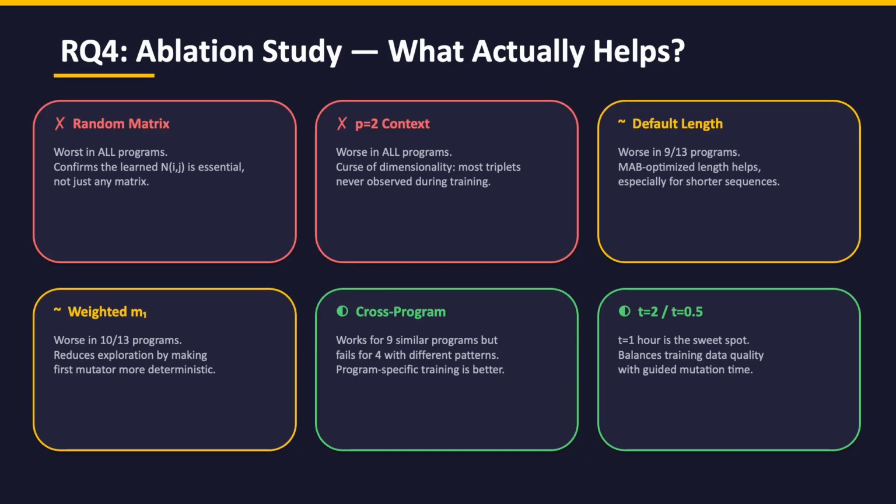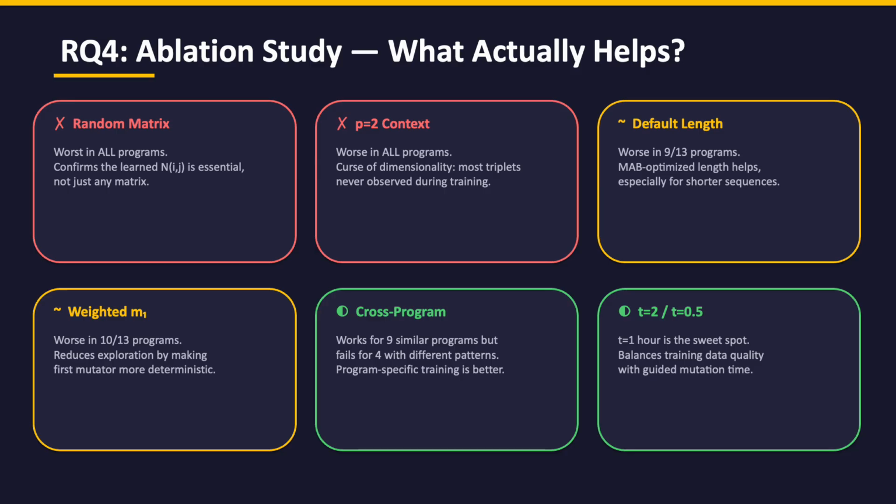The ablation study is one of the strongest parts of this paper. They systematically test every design choice. When they replace the learned N matrix with a completely random matrix, performance drops in all 13 programs. The performance comes from the learned interaction probabilities and not from some side effect of the two-phase design.